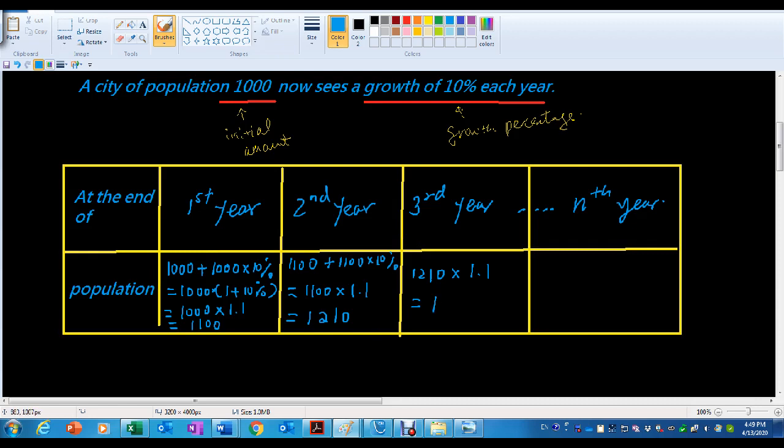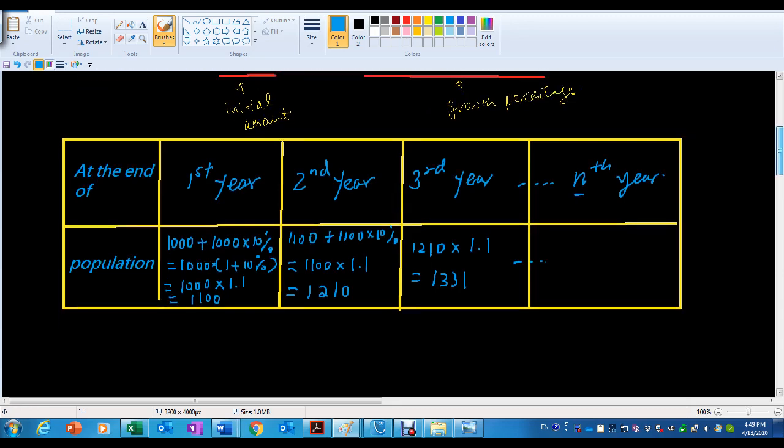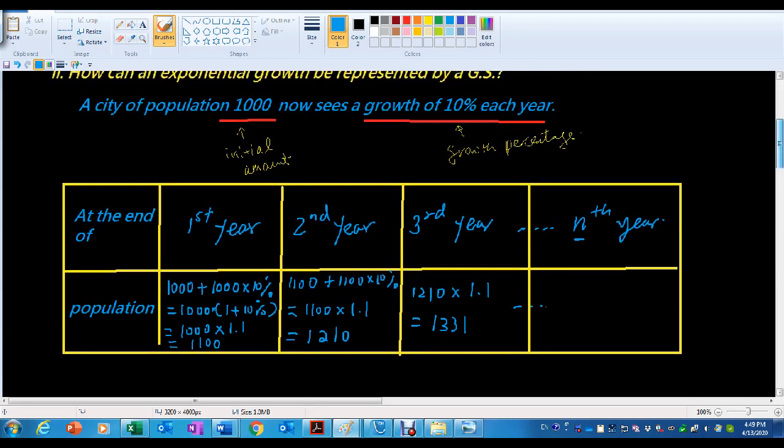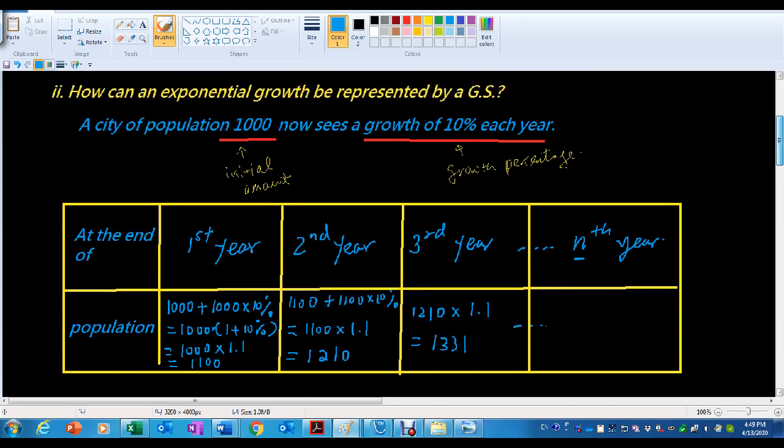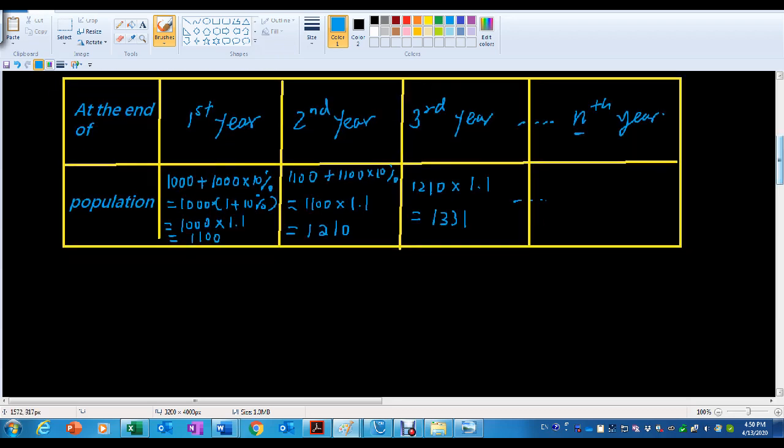Okay, so that becomes this number. And how about the nth year? n is any number, so we need to find a general formula. Let's see if we could establish something like a GS, because we are going to see how exponential growth can be represented by a GS.